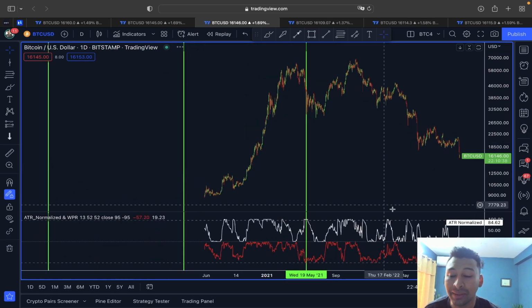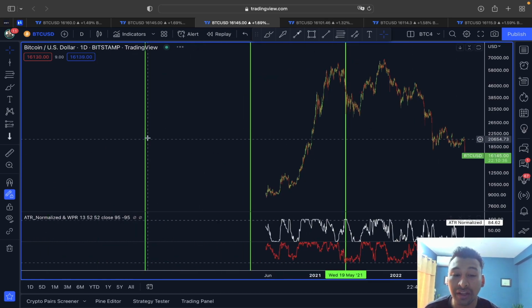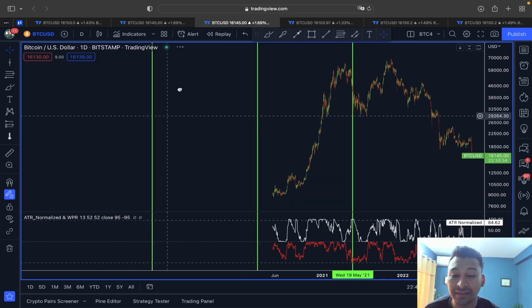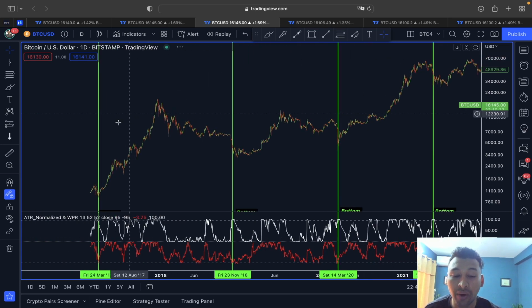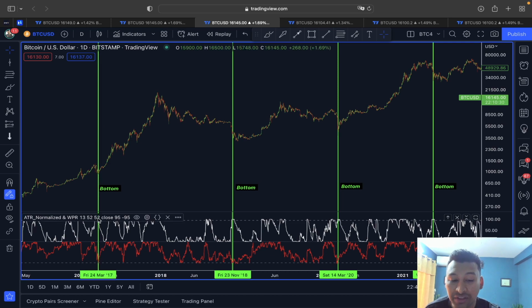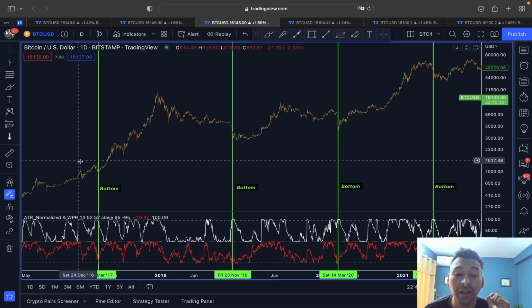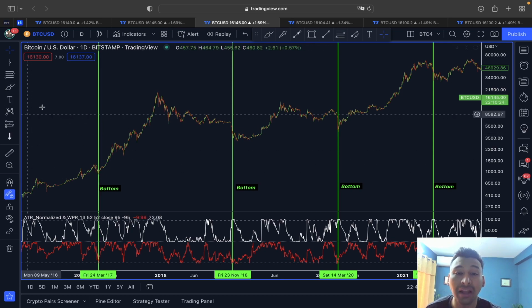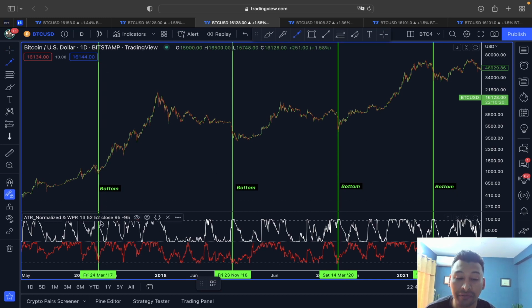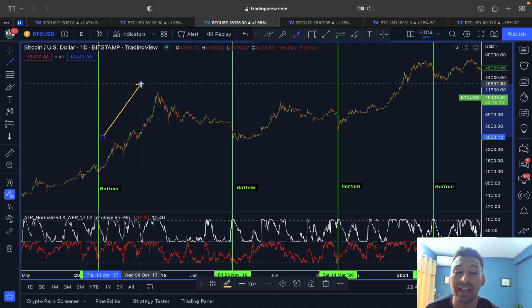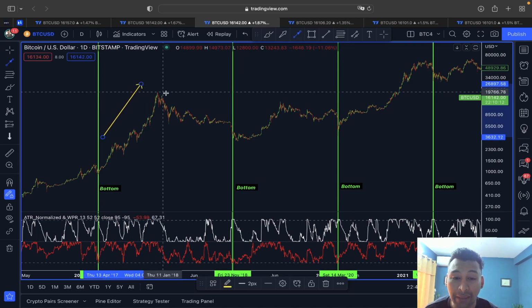If you simply follow these vertical green lines and also look at the price action of Bitcoin, whenever we had this green line appearing in this ATR normalized Williams Percent Range, it has indicated the market might have bottomed around that area, and we could be starting with this Markup phase here. When we had this vertical green line, it indicated the market might have bottomed, and after that you can see we had this massive rally here to the upside.